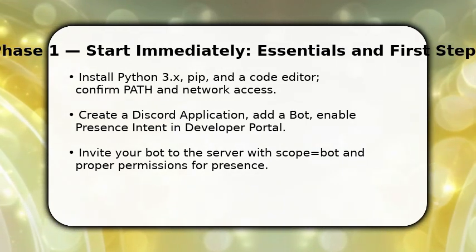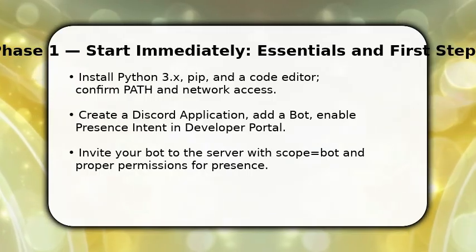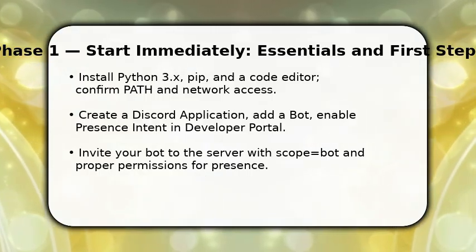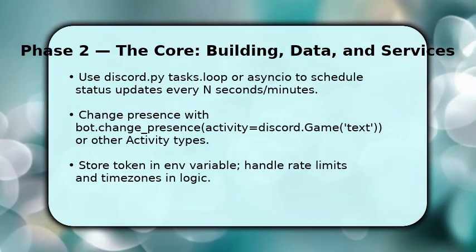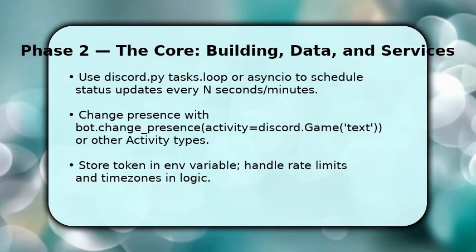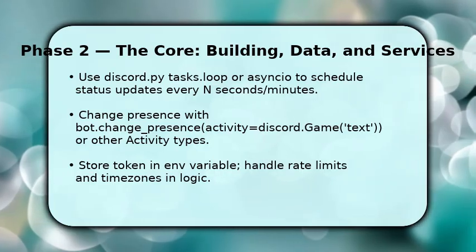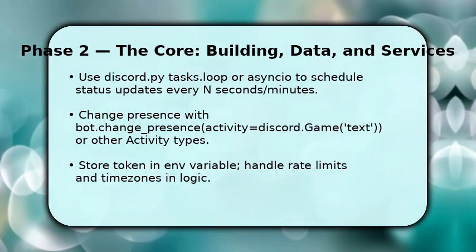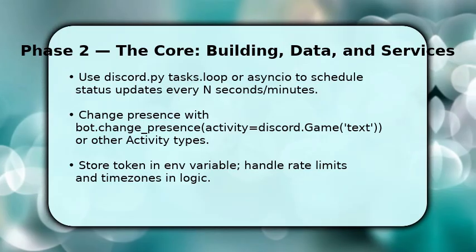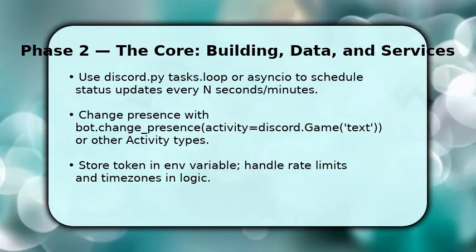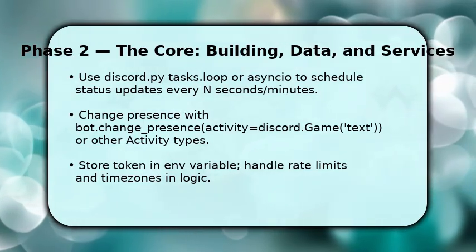You write the core, create a simple bot script that logs in with the token from an environment variable, then start a tasks.loop that runs every defined interval. Inside the loop, call await bot.change_presence(activity=discord.Game("your status here")), or set different activity types. This is how Discord displays status.